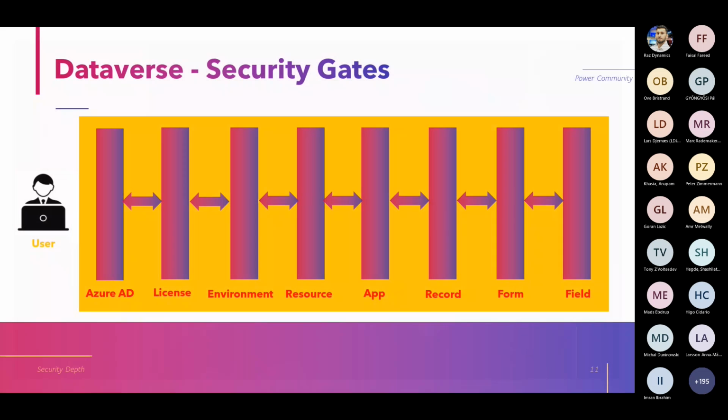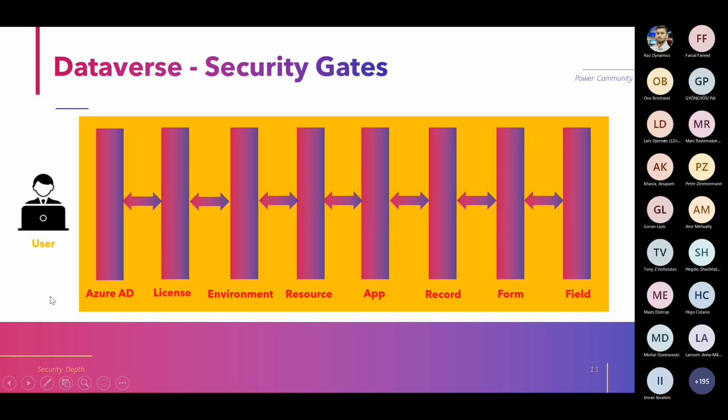So now you can see here in the security gates, if I am the user and I just wanted to access the Dynamics 365 Dataverse data, right? First I need to pass security gate number 1, that is Azure AD. So my user account should be there in the Azure Active Directory. If my user account is not there, I will not be able to authenticate myself, I will not be able to prove my identity, and I will not be able to access any application.